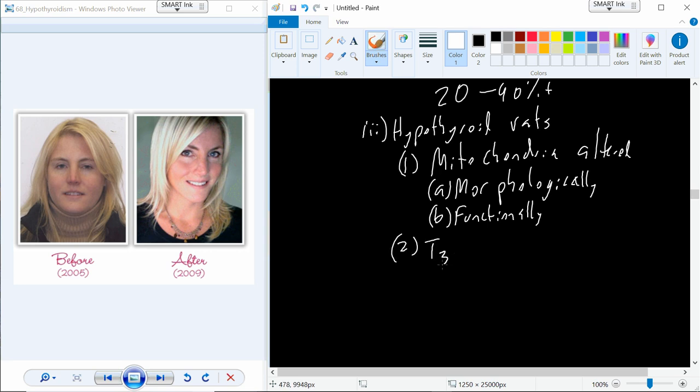So you have these morphological and these functional changes, but when we take these hypothyroid rats and we administer T3 and T4, one of the observations is that the mitochondria are observed to uptake ADP. And that's very important because ADP is our precursor to generate ATP.